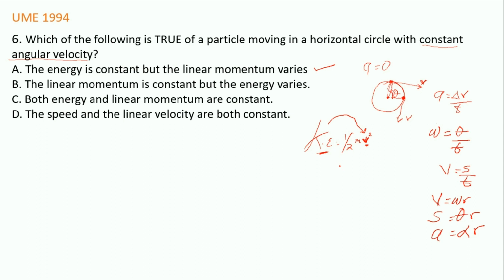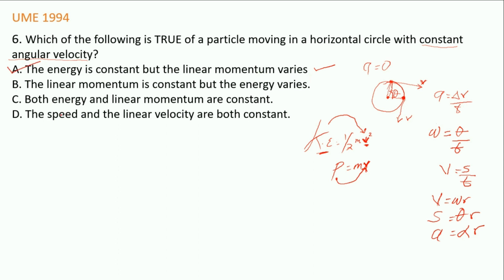But linear momentum, remember, is mass times velocity. Momentum is a vector quantity and it depends on a vector quantity, which is velocity. So if the velocity is changing, that implies that the momentum will be changing. So the momentum will vary. The momentum cannot remain constant. The body is moving with constant speed, therefore the kinetic energy is going to be constant, but linear momentum will vary. So I believe we are good with option A.